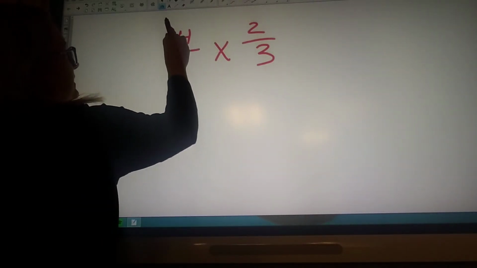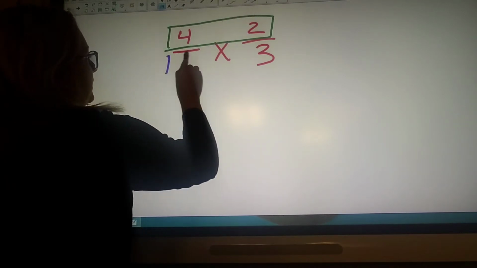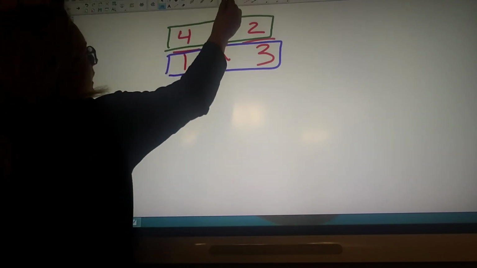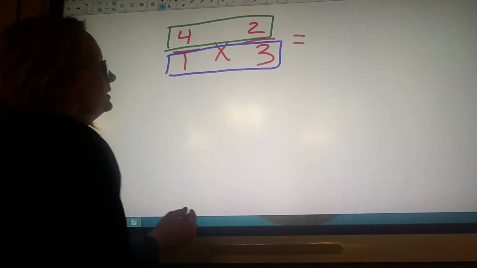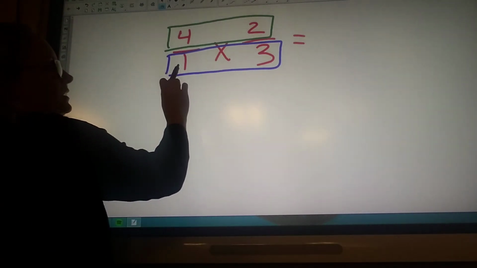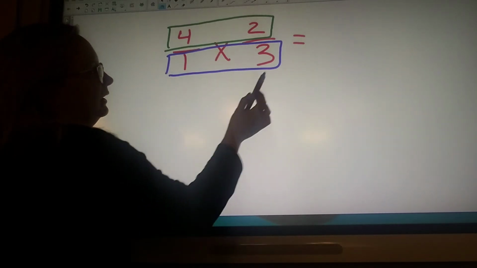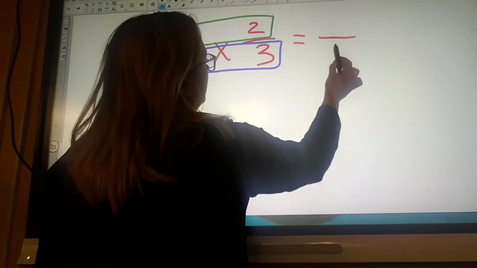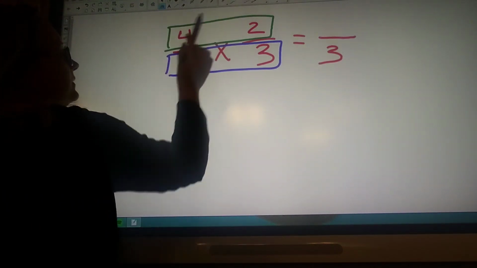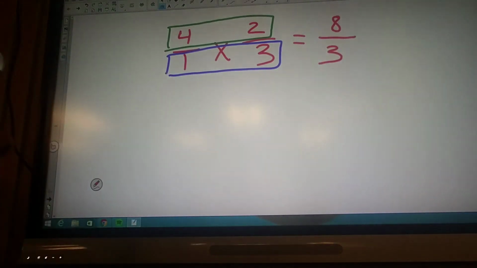So you can start at the top or the bottom, it doesn't really matter. I think in the last video I started at the bottom. So let's start at the bottom. You're going to multiply all the way across. So if I look at my two bottom numbers, the two denominators, 1 times 3 equals 3. Okay, then I look up here at my top numbers. 4 times 2 equals 8. So my answer is 8 over 3.